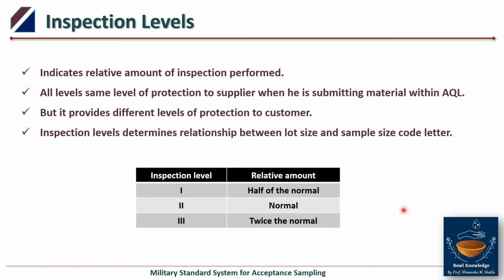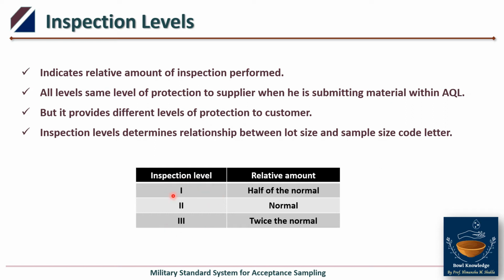Coming to inspection level. It indicates the relative amount of inspection performed. So there are three levels of inspection, as you can see in the table, and all the levels provide the same level of protection to the supplier when he is submitting the material within AQL, but they provide a different level of protection to the customer. So inspection level determines the relationship between the lot size and sample size code letter.